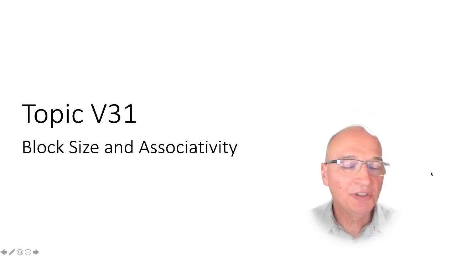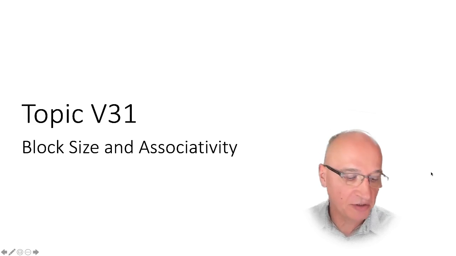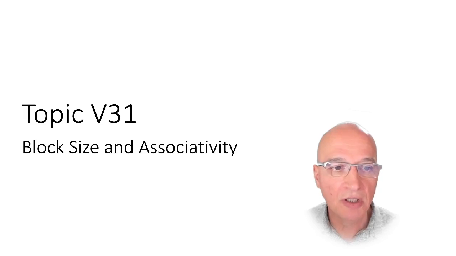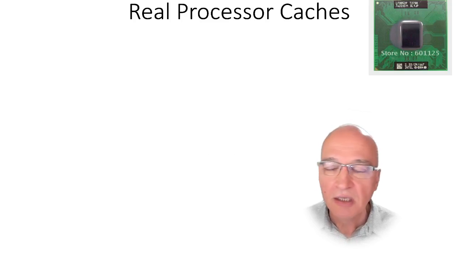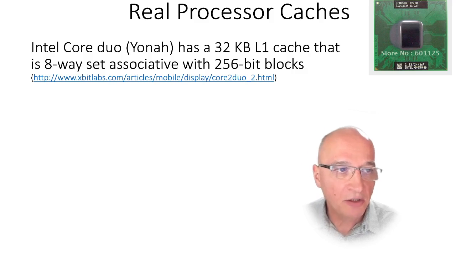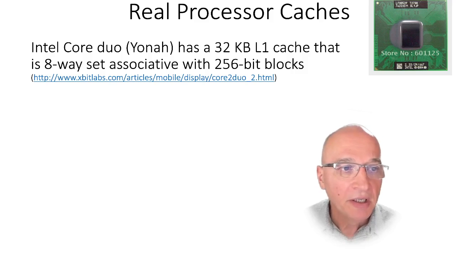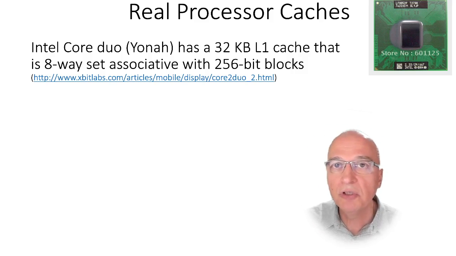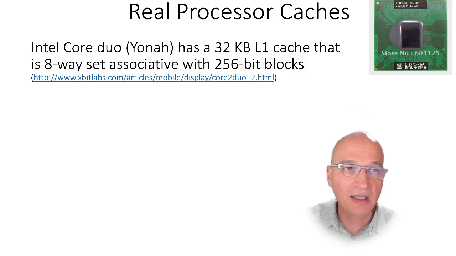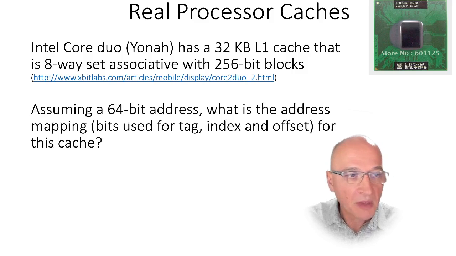In this lecture, we'll discuss the implications of the block size and the associativity and how the two are interrelated. Let's start by looking at an example of a real processor cache. So this is the Intel Core Duo. It was codenamed Yonah. It has a 32 kilobyte L1 cache that is 8-way set associative and has 256 bits per block.